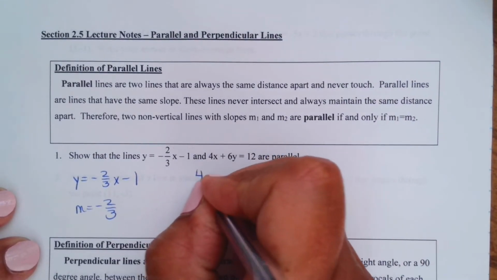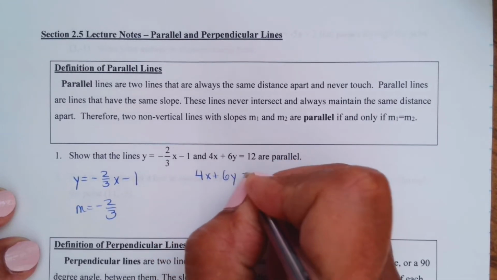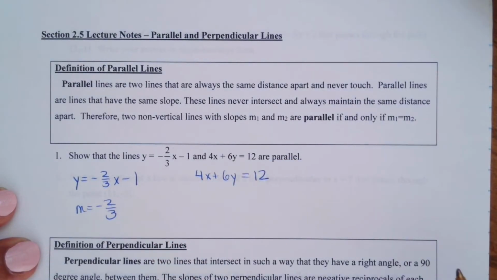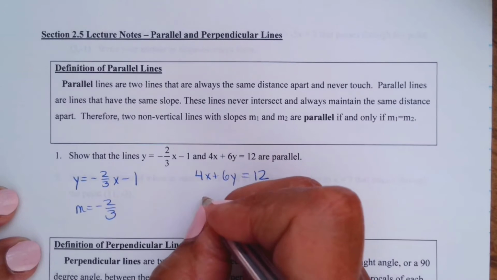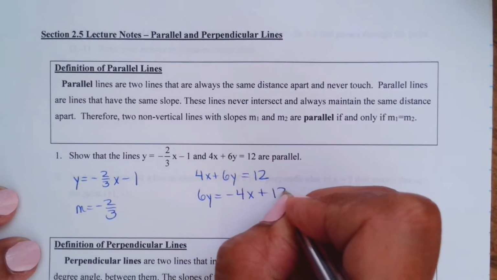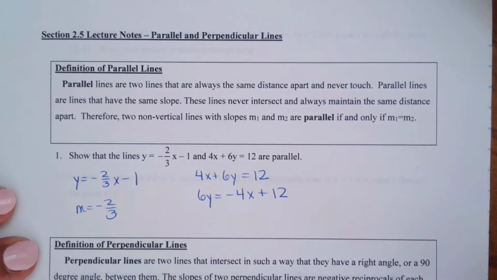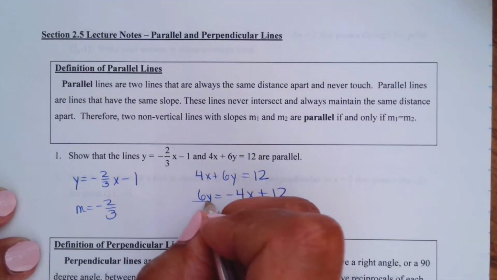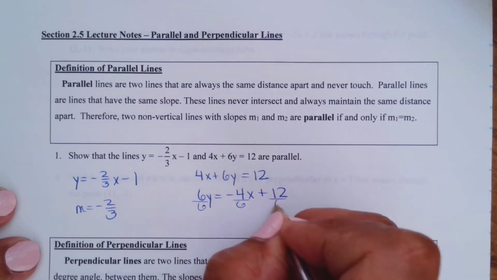So we're going to start with 4x plus 6y equals 12. Remember, it's basically a two-step process. We're going to take the x term, move it over to the other side by taking the opposite. So 6y equals negative 4x plus 12. Then we're going to divide every term by 6. Divide everything by 6.